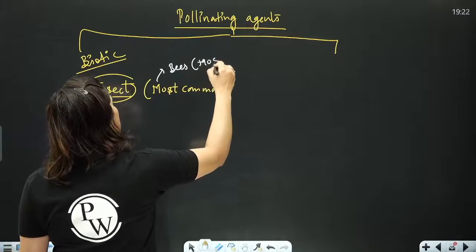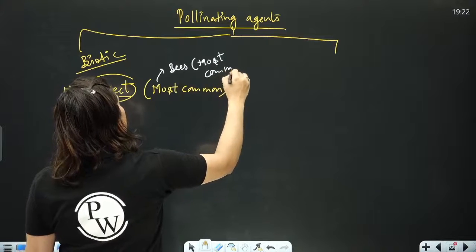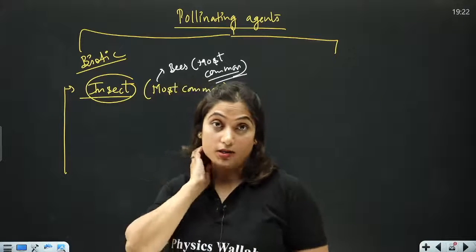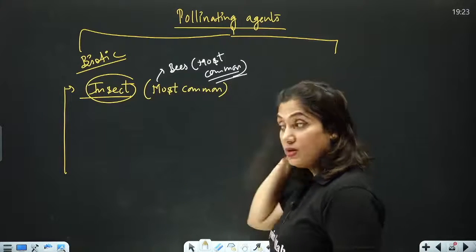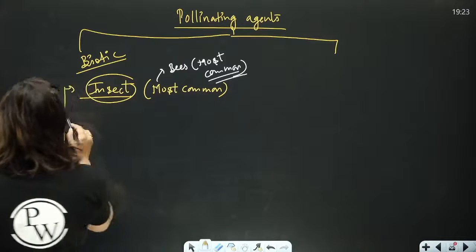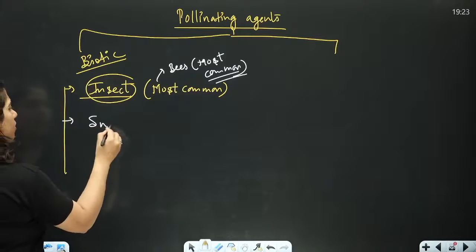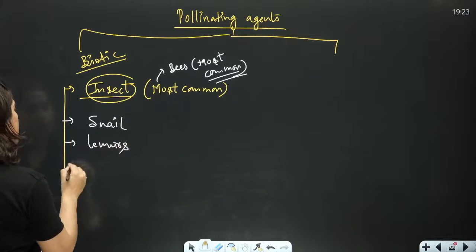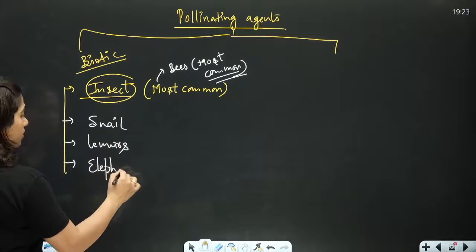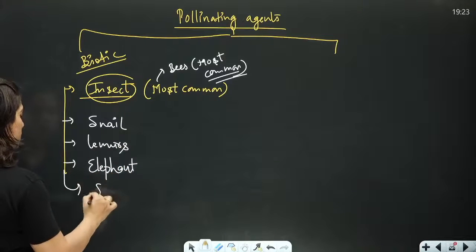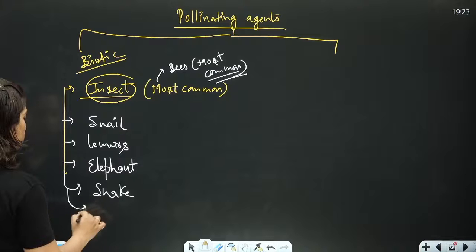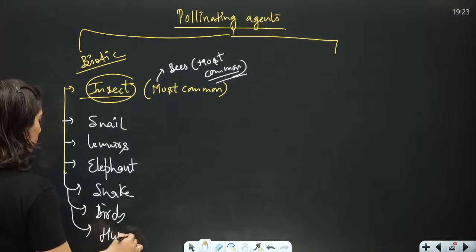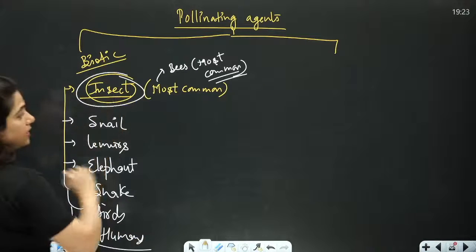There are so many types of insects. On earth, there are 7 insects in every 10 organisms. So there are so many types of insects, but the bees are the most common pollinating agents. Then there can be snails, lemurs, monkeys, elephants, snakes, birds, humans. These all are the biotic pollinating agents, and the most common one are insects.